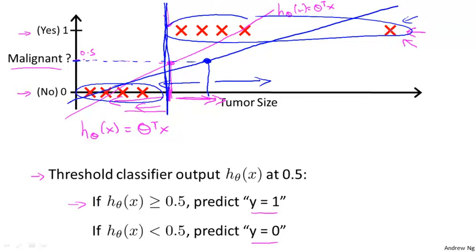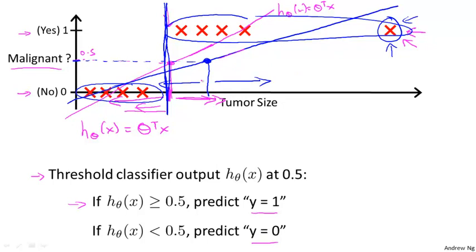But somehow, by adding one example way out here to the right, this example really isn't giving us any new information. I mean, it should be no surprise to the learning algorithm that the example way out here turns out to be malignant. But somehow adding that example caused linear regression to change its straight line fit from this magenta line to this blue line over here, and caused it to give us a worse hypothesis. So applying linear regression to a classification problem often isn't a great idea.